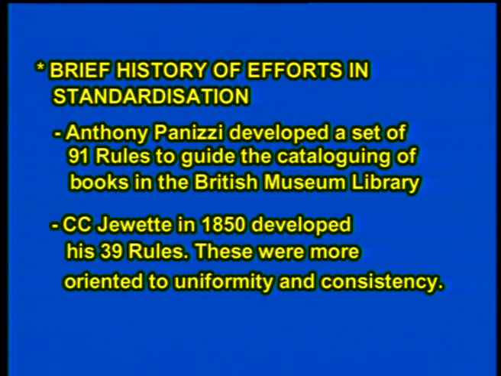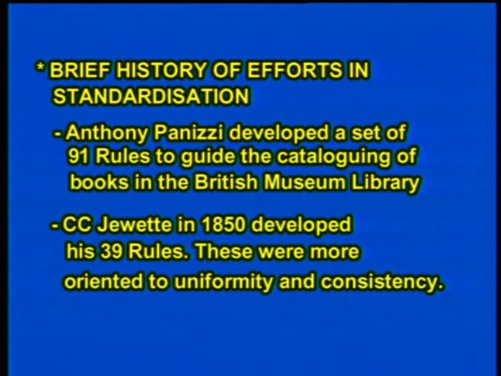Let us briefly look at how many efforts have been made in the area of standardization. One of the earliest efforts was that of Anthony Panizzi, who developed a set of 91 rules to guide the cataloguing of books in the British Museum Library in London. This was a pioneering effort, and it helped people to catalog books consistently and uniformly. Subsequently, C.C. Jewett in 1850 developed his 39 rules.